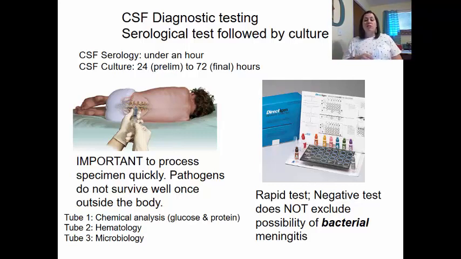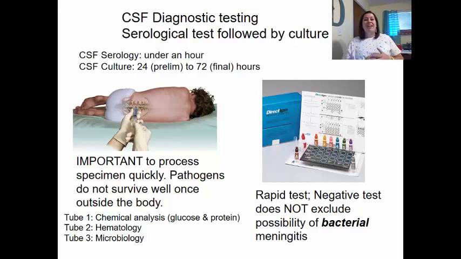Now, it is important to process the specimen quickly because a lot of these pathogens cannot survive well once outside of the body. So it's important that we collect it and transport it in the proper way. The way that we get the cerebral spinal fluid is through what we call a spinal tap. The individual has to lie on their side in the fetal position. This opens up the vertebrae a little bit in order to insert the needle and collect some of this cerebral spinal fluid. In the first tube, they collect it for chemical analysis. They're going to look at the glucose levels, protein levels, the chemicals that are present. The second tube, they're going to look at the hematology.